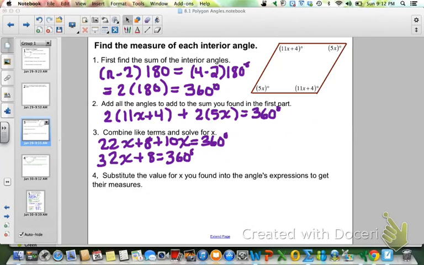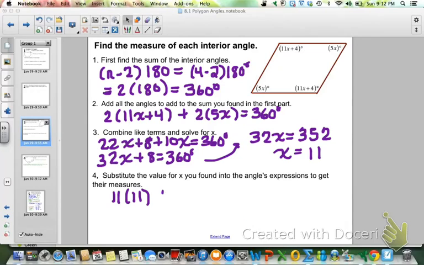We want to subtract 8 from both sides. I'm not going to show that here, but please remember that's what we're doing, subtracting, because I have a plus 8 there. When I subtract 8, I get 352, and then I will divide both sides by 32 to get x equals 11. You can now substitute x equals 11 into each of your angles.